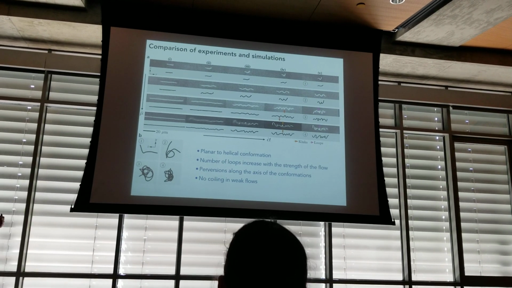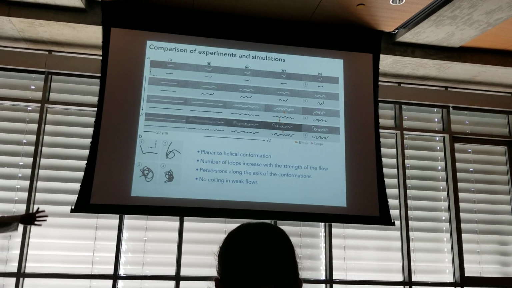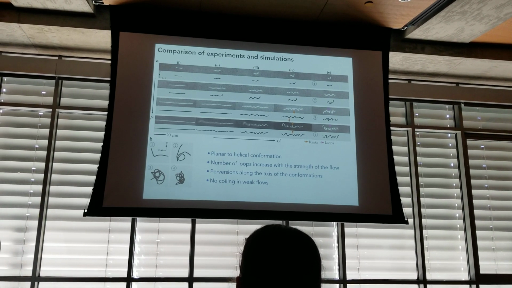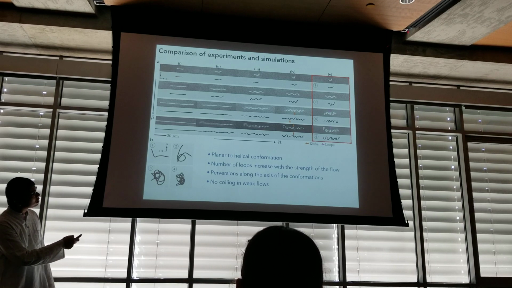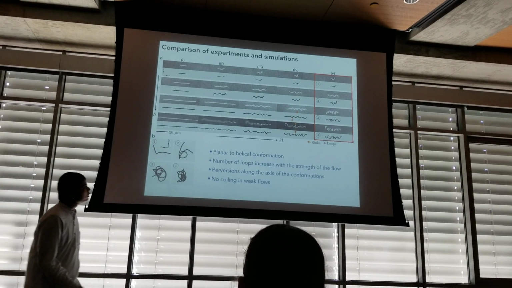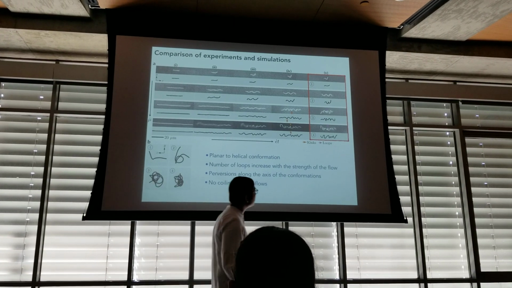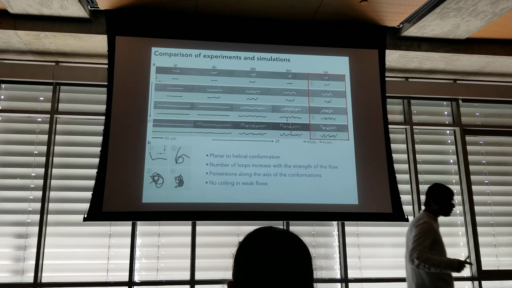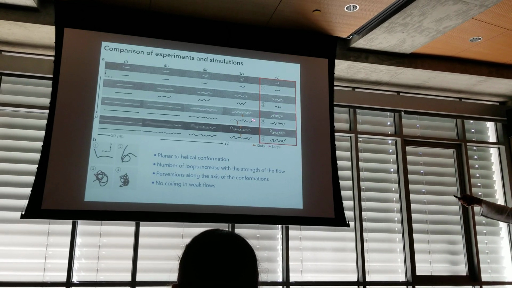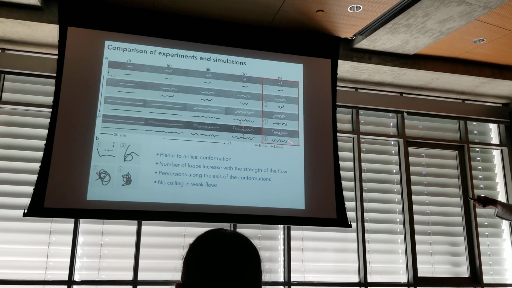From left to right, you are seeing progressive time snapshots, and from top to bottom, I'm increasing the strength of the flow. Okay. And I want you to focus on the last column, where you see this three-dimensional helical structure emerging. So if you look carefully, there are some features to note. First, the number of loops, or number of turns around this helix, actually increases with the strength of the flow. So as you go from top to bottom, you see that there are more loops around the structure.